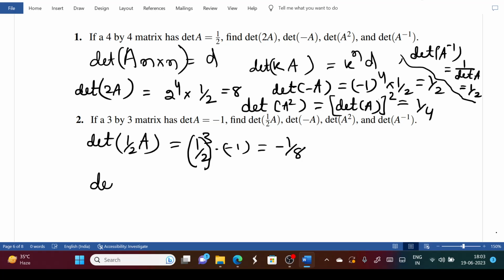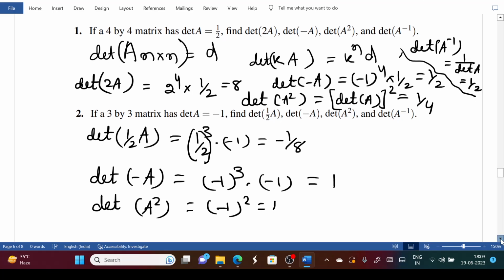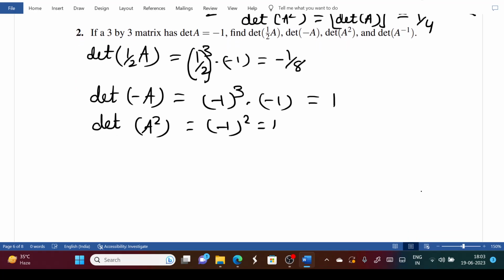Now what is determinant of minus A? It is minus 1 to the power 3 into minus 1. That is 1. What is determinant of A square? It is minus 1 whole square, that is 1. What is determinant of A inverse? It is 1 upon minus 1. Determinant of A inverse is equal to 1 by minus 1, that is minus 1.